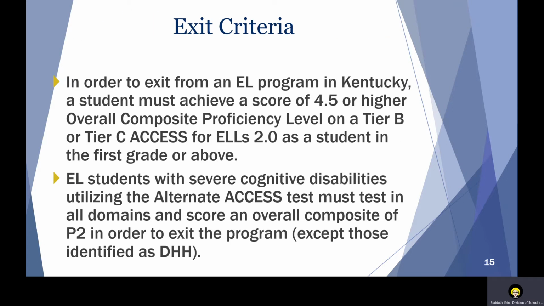In order to exit from an EL program in Kentucky, a student must achieve a score of 4.5 or higher overall composite proficiency level on a Tier B or Tier C ACCESS for ELLs 2.0 as a student in the first grade or above. Students cannot exit EL status in kindergarten. EL students with severe cognitive disabilities utilizing the alternate access test must test in all domains and score an overall composite of P2 in order to exit the program, except for those students identified as DHH.